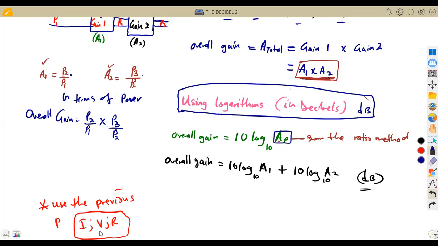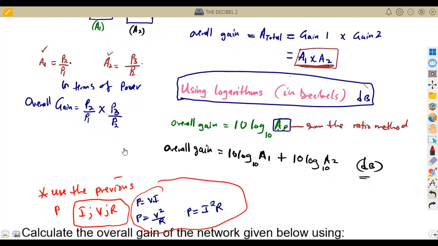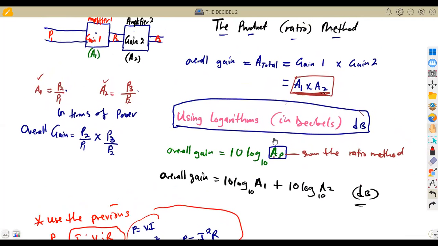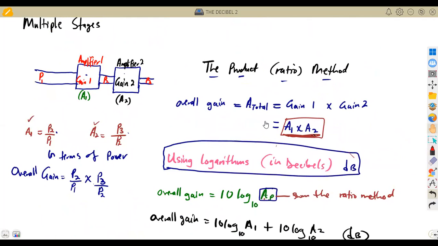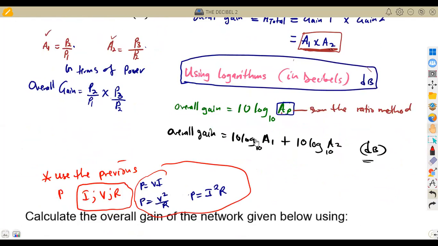But if you are given current, voltage, resistance, your power from current and voltage is going to be voltage times current. From voltage and resistance, it's V squared over R. From resistance and current, it's I squared R. So these are the formulas that we are going to expect to be used as we calculate the power of any part that you are given. The two methods, the use of logarithms and the product ratio method, are very, very important in our syllabus.